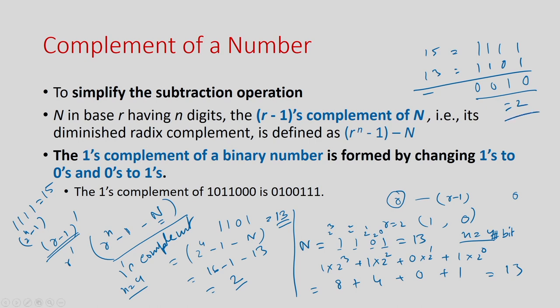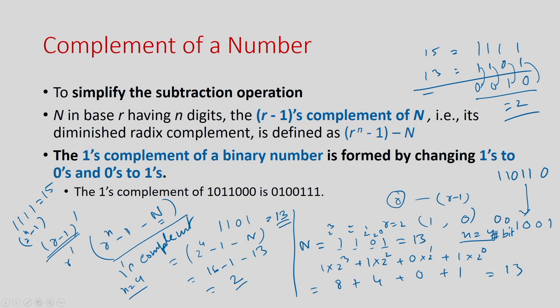So how can I get the 1's complement of a number? It is basically subtracting the number from r to the power n minus 1, but effectively I am just complementing the number. You see, this 1 becomes 0, 0 becomes 1, 1 becomes 0, 1 becomes 0. Whatever the number I have, you just complement the bits. Now if you take some arbitrary value, 110110, and want the 1's complement of this number, you do not have to bother about the mathematics; you just complement the bits.